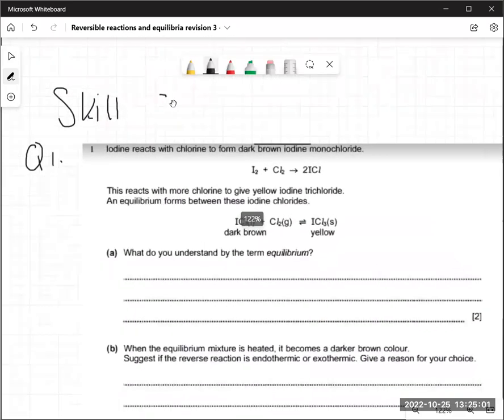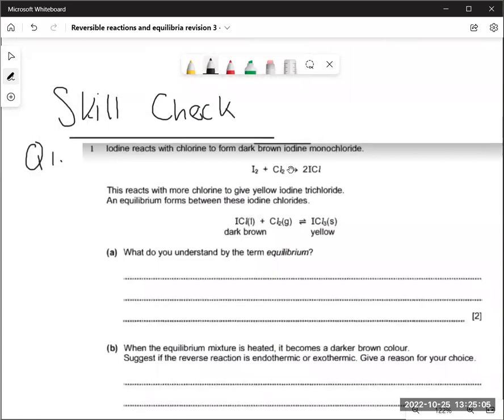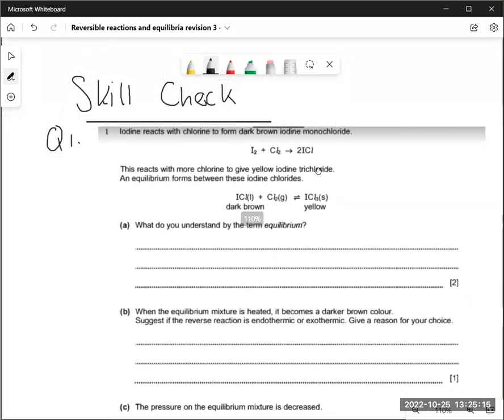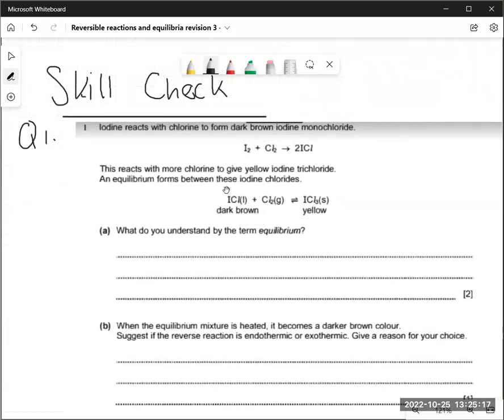Now Anas, read the question quick, out loud. Iodine reacts with chlorine to form dark brown iodine monochloride. This reacts with more chlorine to give yellow iodine trichloride. An equilibrium forms between these iodine chlorides. What do you understand by the term equilibrium?